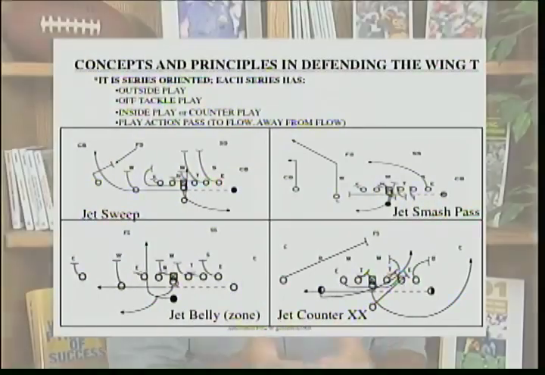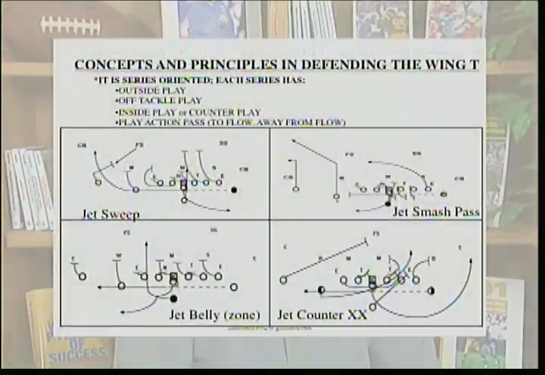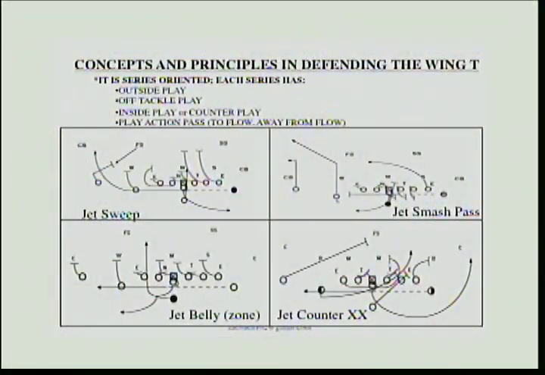There could be a jet series, which, in terms of the history of the wing T, has just recently surfaced or evolved. The jet sweep was not an original play in the Delaware wing T, but it's been added. So for number one, there is a jet sweep where they're going to give the ball to the number one person that we had on the diagram, the wing. So you have a jet play. It looks the same with jet motion.